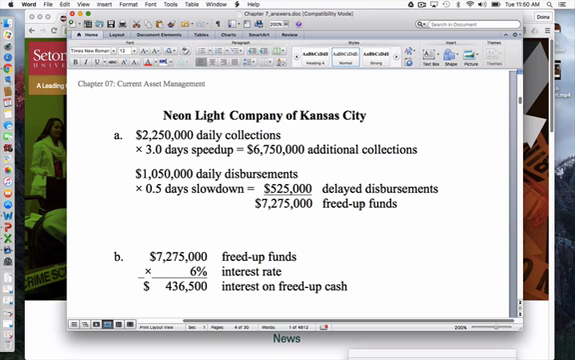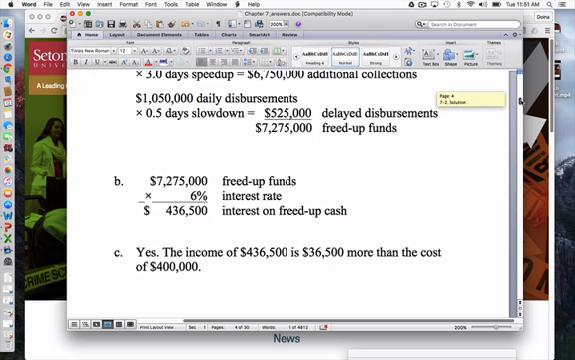That's the freed up cash times 6% interest, 436. As you can see right away, this amount is higher than the cost. So you can decide that it's a good investment. The income from interest is higher than the cost element. So yes, go ahead and implement the new collection center.